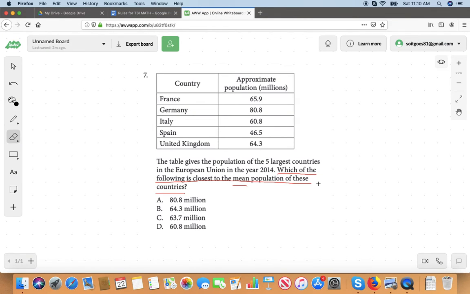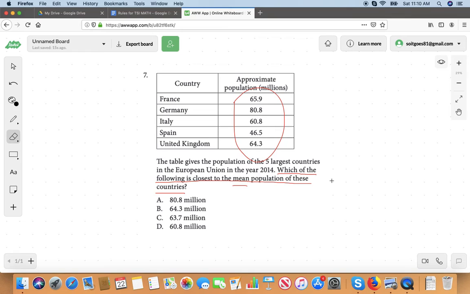What is the figure closest to the mean population of these countries? Okay. Before I even calculate the mean, I think you're sort of seeing the direction it's going to go. I've got these different values here. If I add all those values up and divide by the number of values, 5, I should be able to find the mean. We're going to do that. But now knowing the other types of averages, right, median and mode, I'll bet we can eliminate some of these obviously incorrect answer choices.